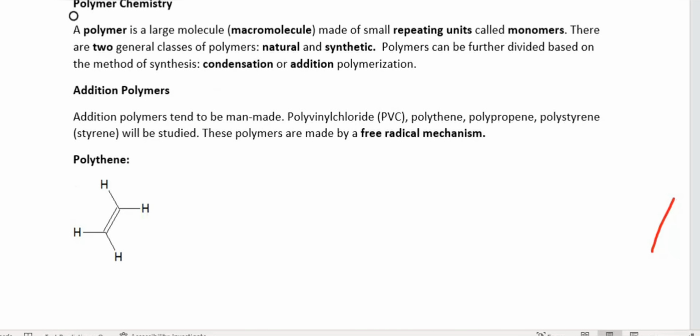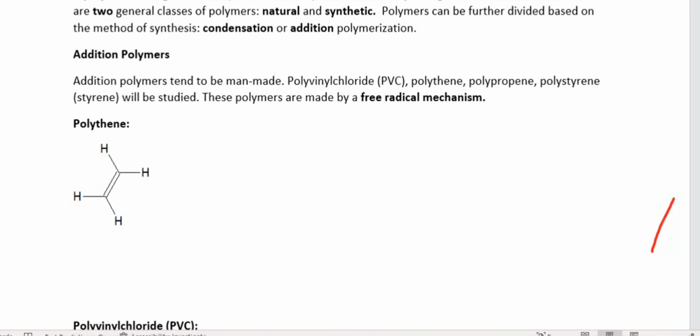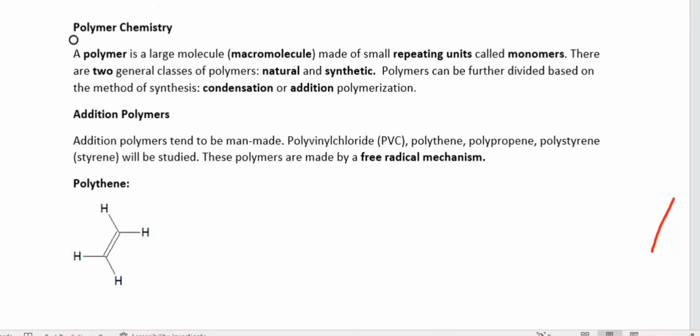Okay? And so we can further divide our polymers into condensation polymers and addition polymers right there. Now, your addition polymers, the ones that you're expected to know, right? They tend to be man-made. These are polyvinyl chloride, which is PVC, polythene, which comes from polyethylene, polypropene, and polystyrene, which we call styrene. Okay, these are the ones that we need to know about.